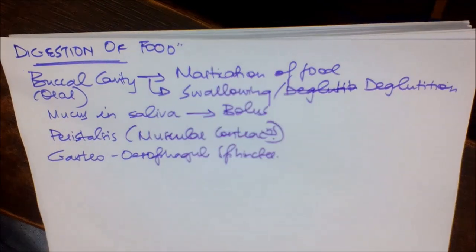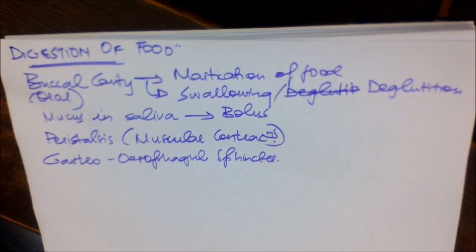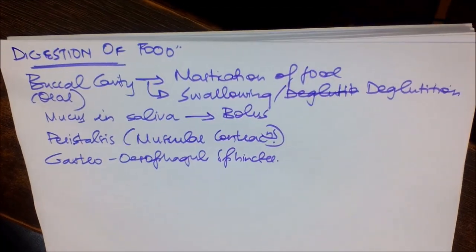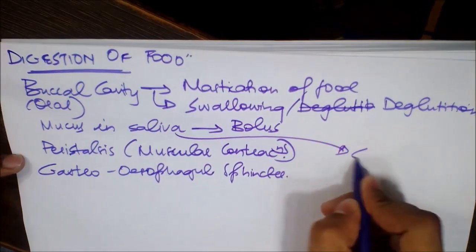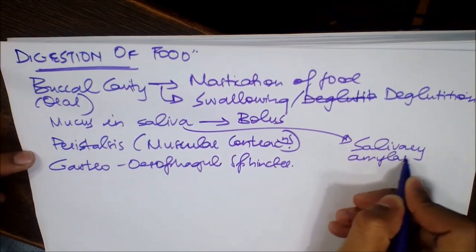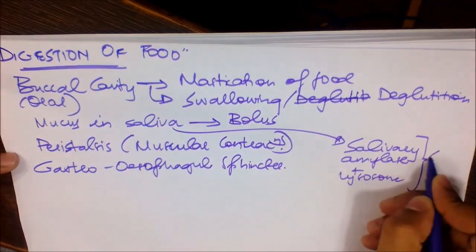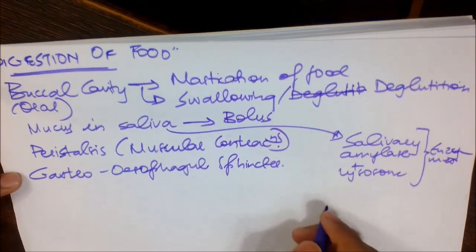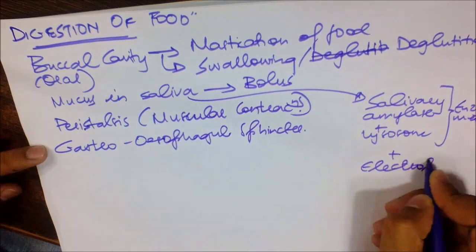The saliva secreted into the oral cavity contains electrolytes like sodium, potassium, and chlorine, and enzymes like salivary amylase and lysozyme. So these are the enzymes in addition to the electrolytes in saliva.